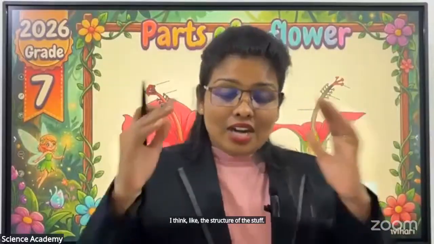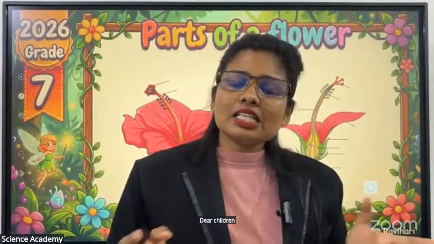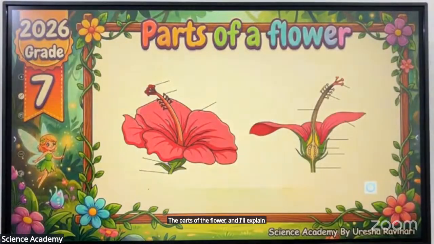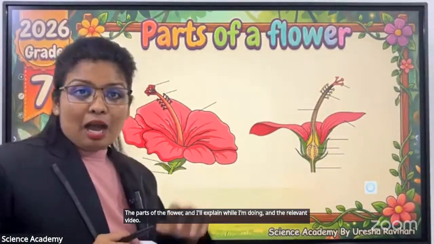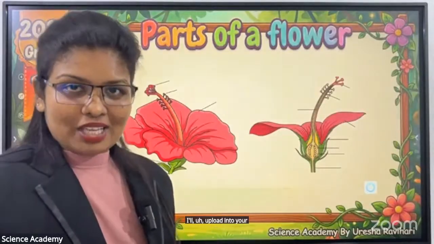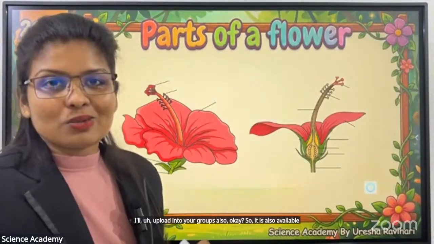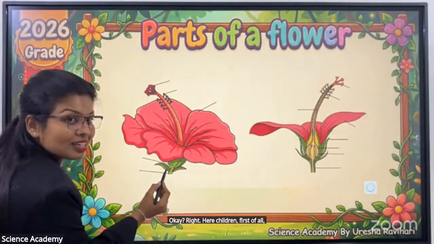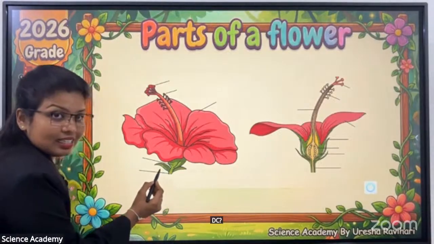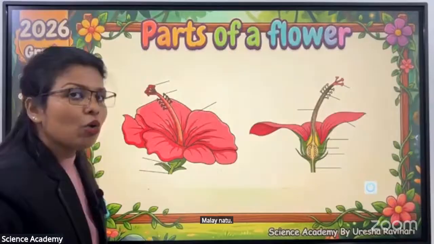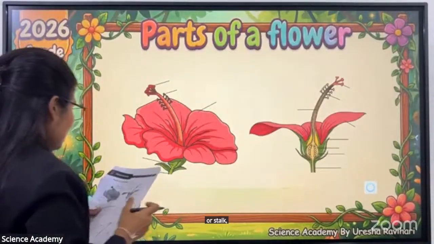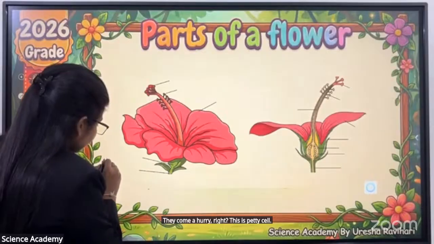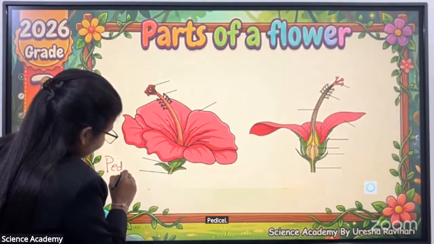Okay, children. Right. So here, in this flower, we'll write down the parts of the flower and I'll explain while I'm doing it. And the relevant video I'll upload into your groups also. It is also available on YouTube. Okay, right. Here, children, first of all, this is the pedicel. Pedicel or stalk. This is the pedicel.